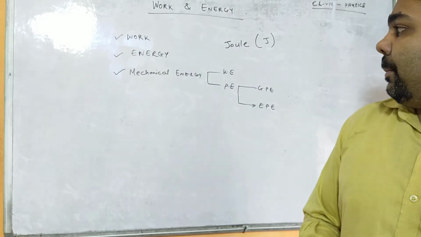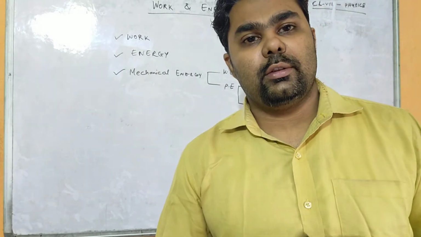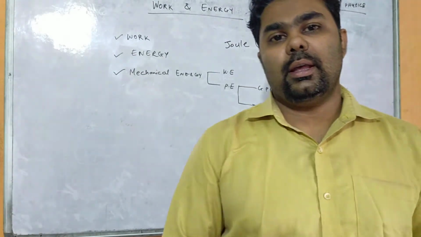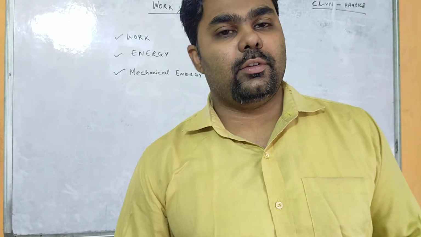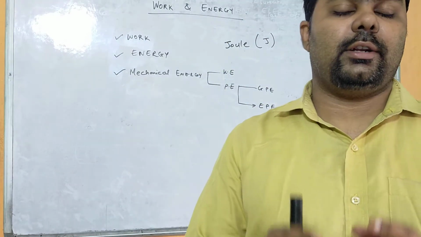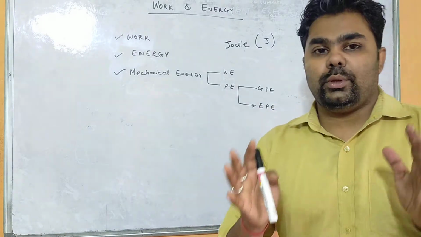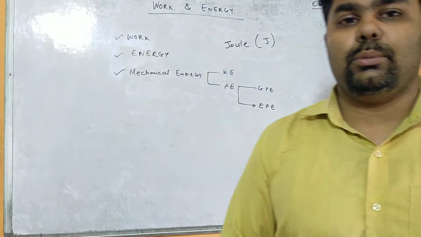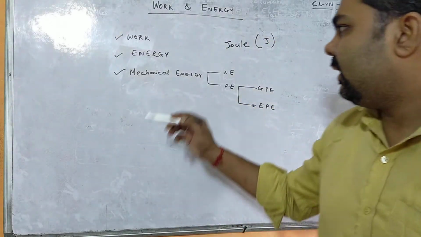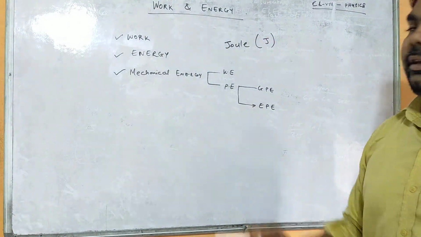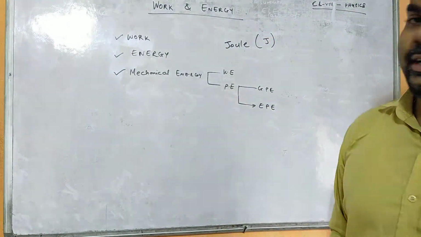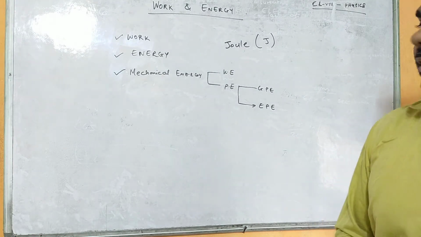Next, mechanical energy. The total summation of kinetic energy and potential energy is termed as mechanical energy, that is the sum of these two energies. Only when these two energies combine do we consider it to be mechanical energy. So mechanical energy is divided into KE and PE, where KE stands for kinetic energy and PE stands for potential energy.